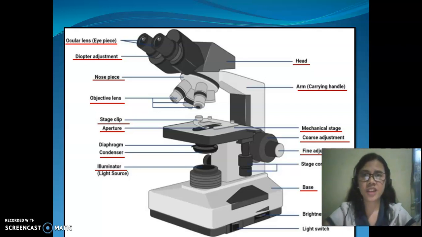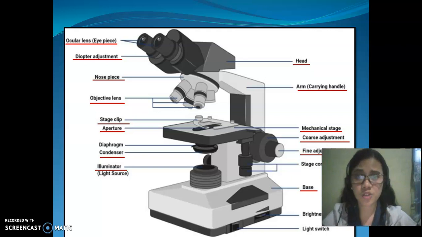It is used to collect and focus the light from the illuminator onto the specimen. They are found under the stage next to the diaphragm of the microscope. They play a major role in ensuring clear, sharp images, which are produced with a high magnification of 400 times and above.